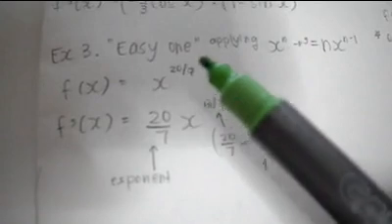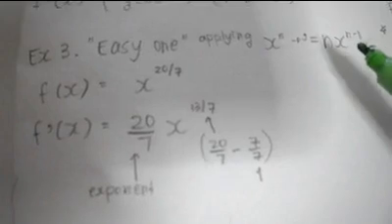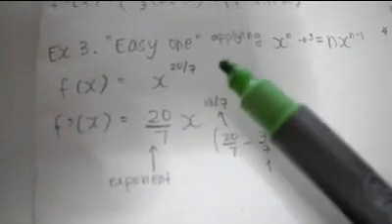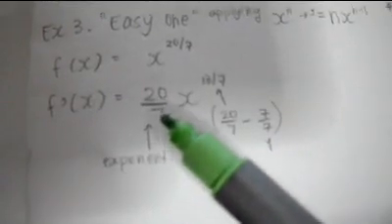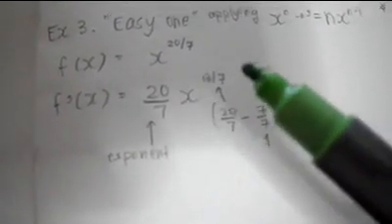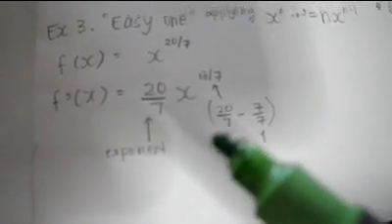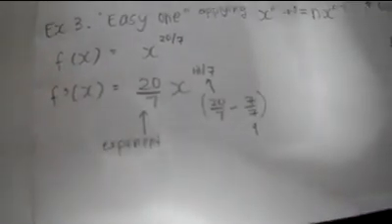This is an easy example that applies the rule that the derivative of x to the power of n equals n times x to the power of n minus 1. The given equation is f of x equals x to the power of 20 over 7. The derivative equals 20 over 7 times 1, which is 20 over 7. This is the previous exponent, which has now become the coefficient, times the variable x to the power of 13 over 7. Why 13 over 7? Since 20 over 7 minus 7 over 7, which is 1, gives 13 over 7. 13 over 7 is the exponent of the new derivative of x.